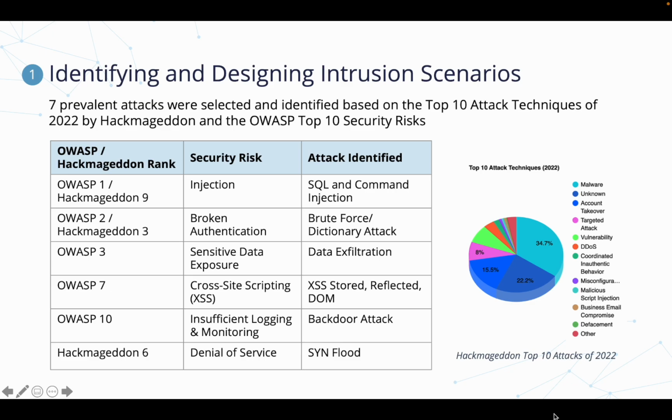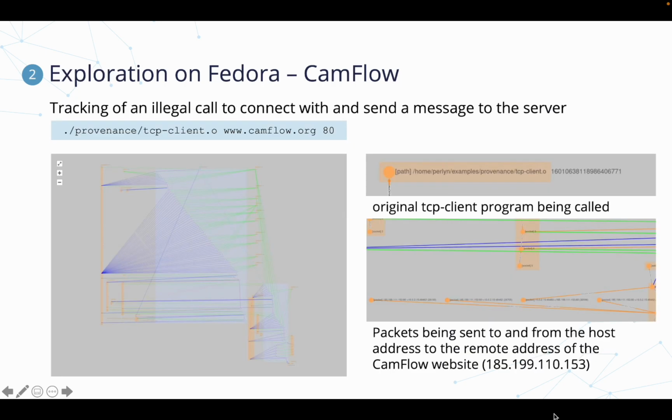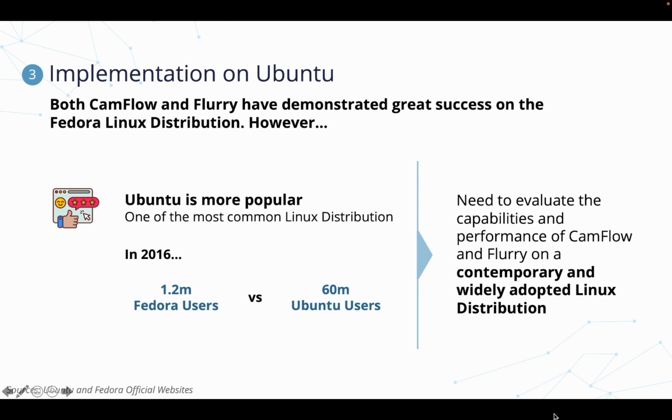First, prevalent attacks were selected and identified based on the top security risk identified by Hackmageddon and the OWASP. Next, exploration on Fedora was performed to better understand CamFlow and Flurry. The bulk of the project was implementing on Ubuntu. Previously, CamFlow and Flurry were mainly supported and tested on Fedora. However, Ubuntu is a much more popular platform, and we need to evaluate the capabilities and performance of CamFlow and Flurry on a contemporary and widely adopted Linux distribution.